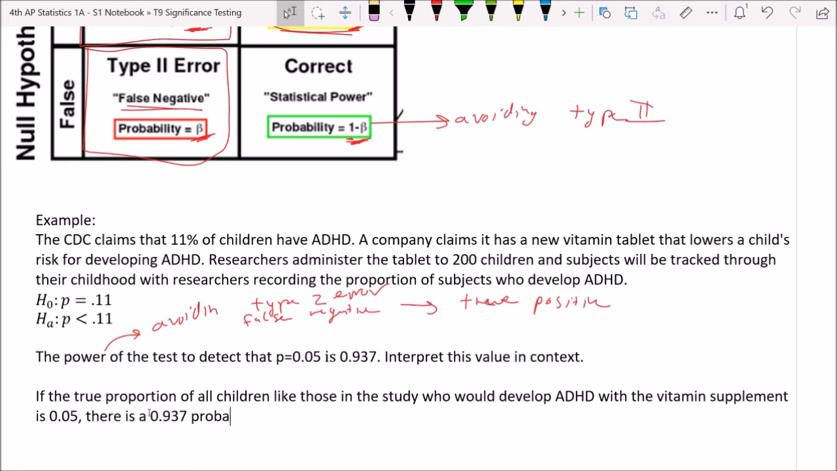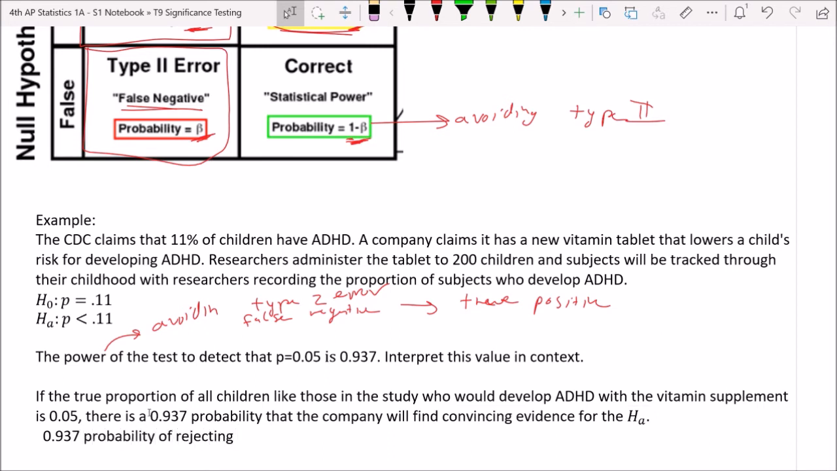0.937 probability that the company will find convincing evidence for the alternative hypothesis. That's the same thing as a 0.937 probability of rejecting the null. And that would be truly and positively rejecting the null.